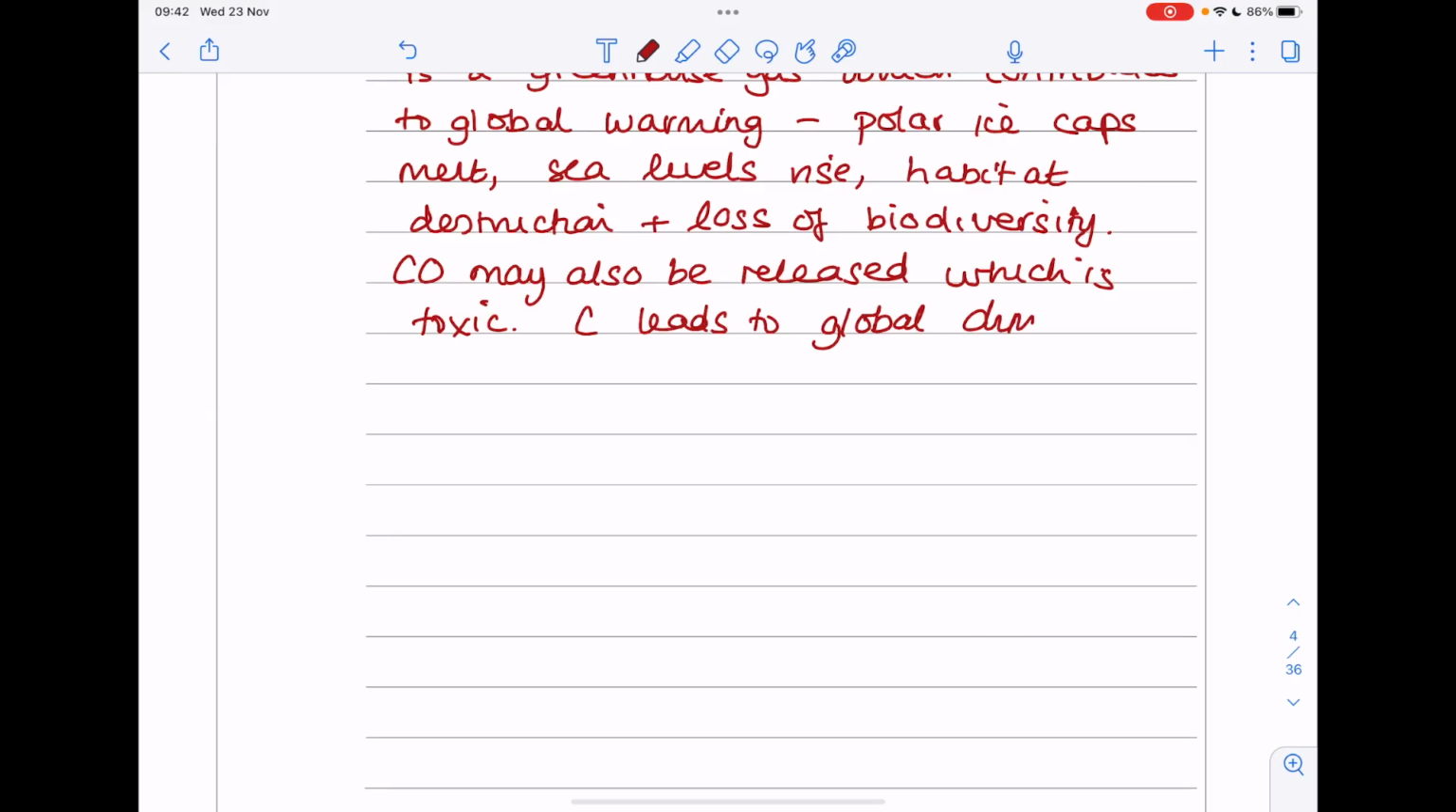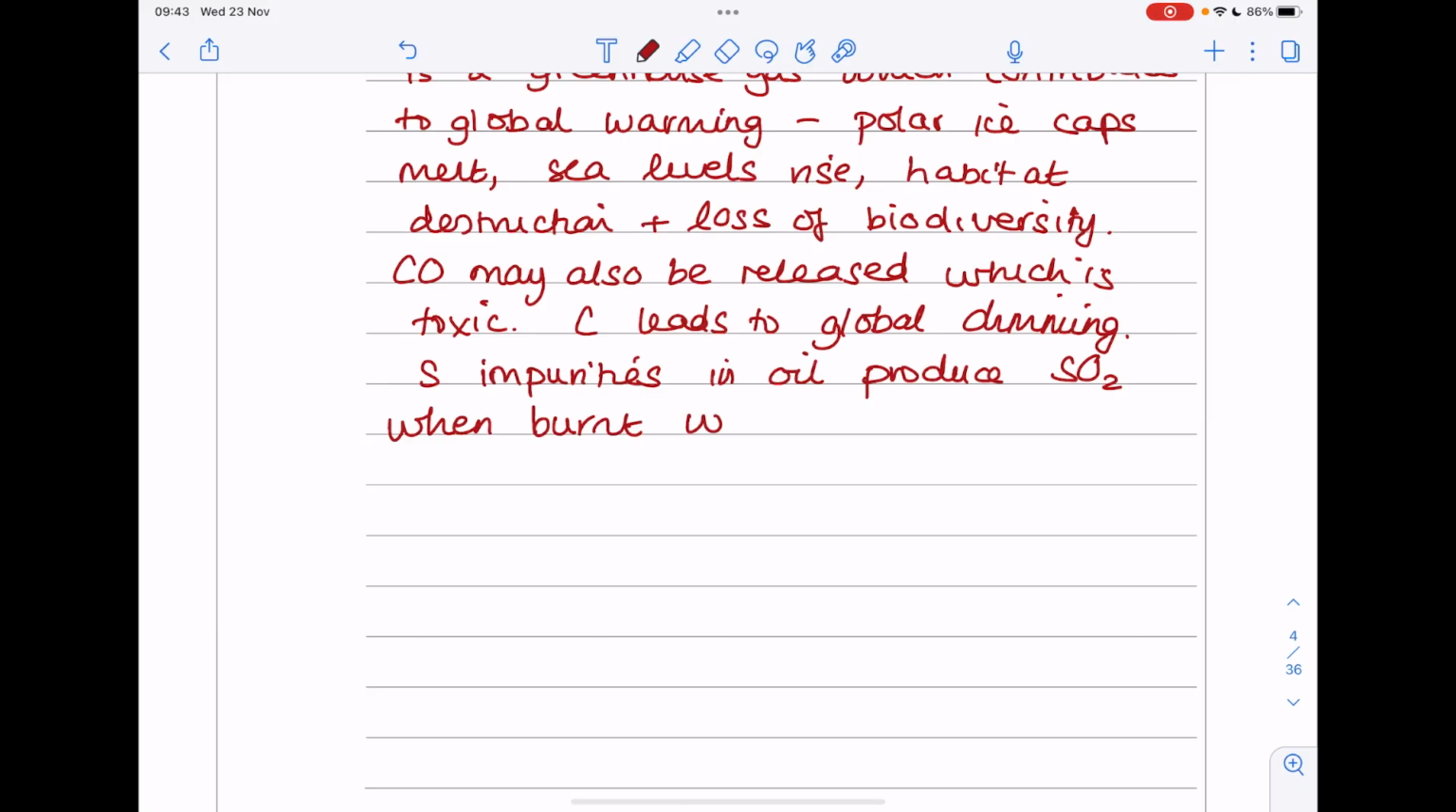But now I want to turn our attention to sulfur. Sulfur impurities in that oil produce sulfur dioxide when burnt. Remember, you can write these formulae out in full. And that SO2 dissolves in rainwater to form acid rain.